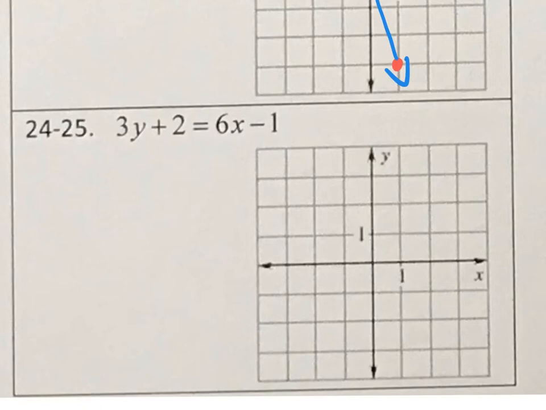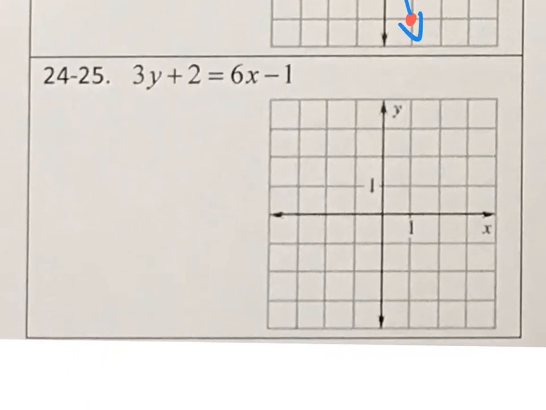24, 25. Now this one's not in standard form. It's not in slope-intercept form. This one's just messed up. You need to rewrite it in the form that you want. So the best form is slope-intercept form, which is y equals mx plus b. So let's do that. Let's get the y by itself. So y is clearly on the left side of the equal sign. Let's get the y by itself.